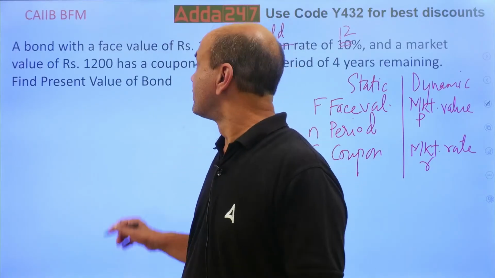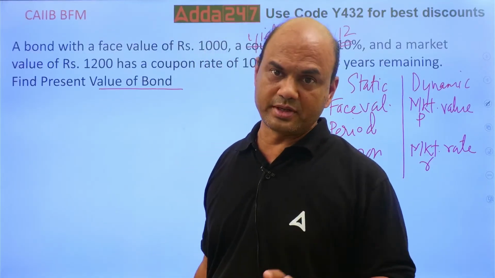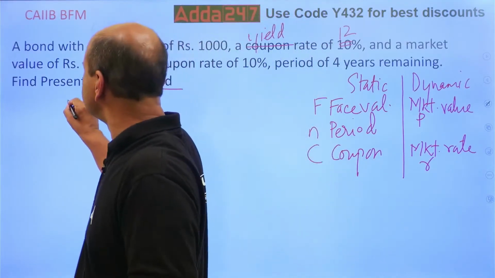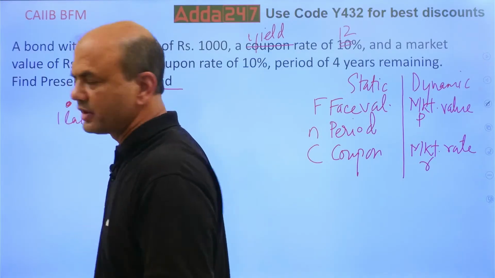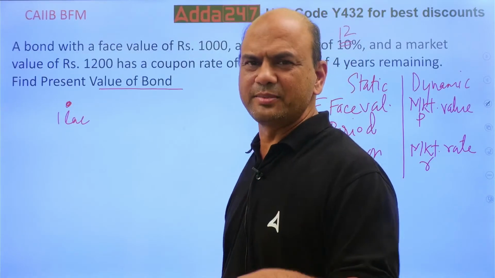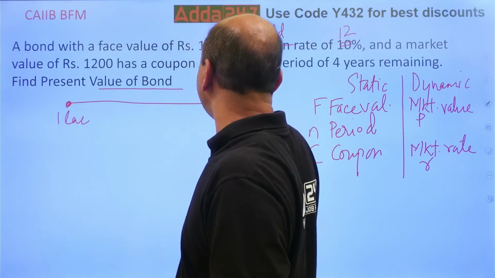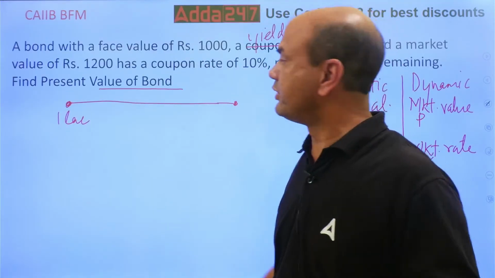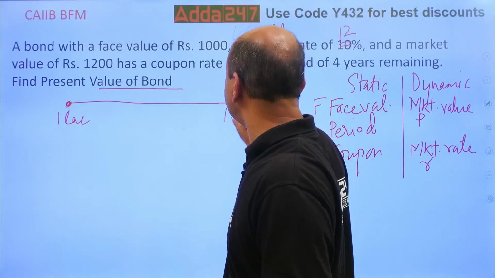So now how to find the present value of the bond? The present value of the bond consists of 2 parts. What is the bond? This is a bond. I'll invest today, let's say, 1 lakh rupees. Let's say the life of the bond is 3 years. Let's keep it simple. This is my end. So on maturity, what will I get? I have invested 1 lakh, I must get 1 lakh back.